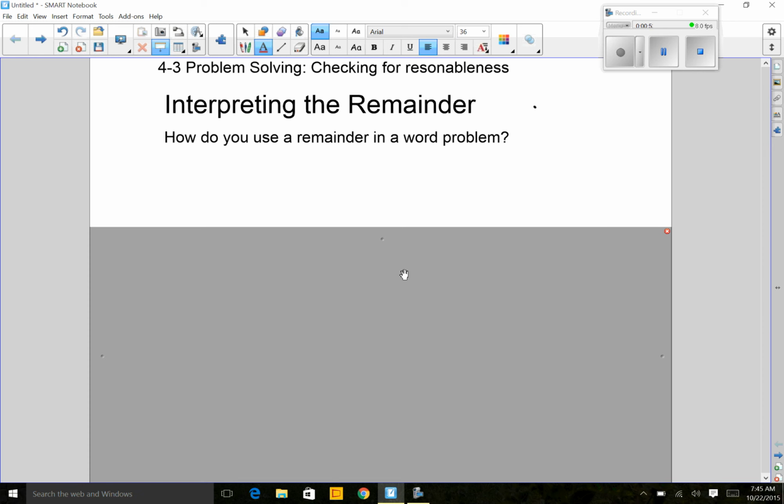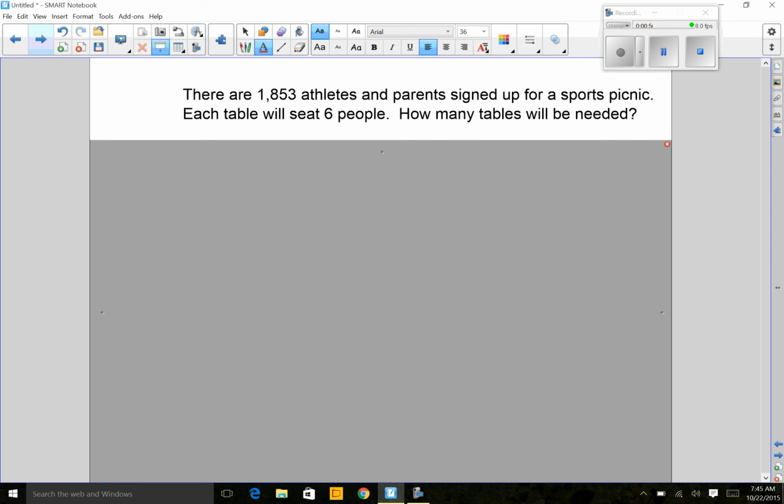Because most division problems don't work out nice and neatly, we have to figure out what to do with the remainder. So I'm going to present you with 3 different word problems, and we're going to do them out, and then I'm going to show you the 3 different techniques for what you do with the remainder. So the first question: there are 1,853 athletes and parents signed up for a sports picnic. Each table will seat 6 people. How many tables will be needed?